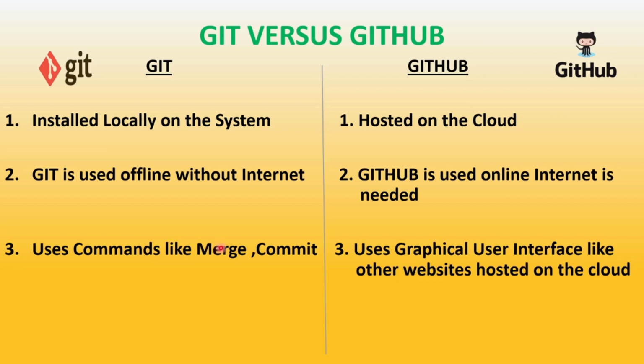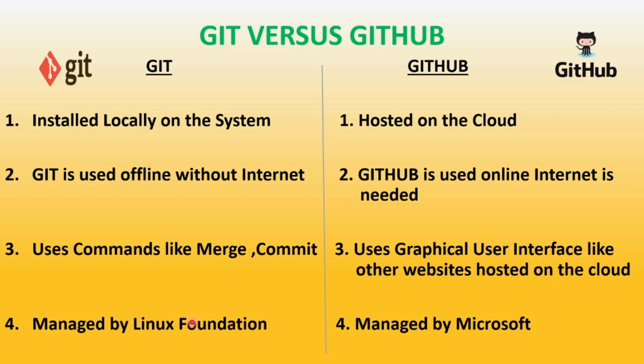It uses the commands like merge, commit, add, status, etc. Whereas GitHub uses graphical user interface like other websites hosted on the cloud. You don't need any commit, merge commands. Git is managed by Linux Foundation. It is an open source free software, but it is managed by Linux Foundation, and GitHub is managed by Microsoft.